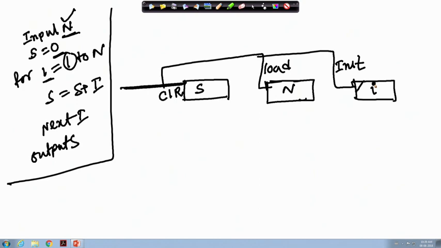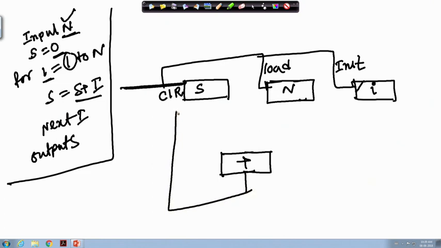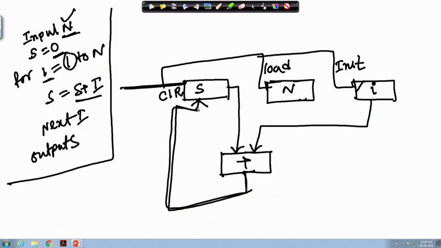Okay. So, next what I have to do is S plus I. That means I need one adder circuit, and the output of that is again connected to S. So, S is connected to the adder, and the adder output is connected back to S. That means in one cycle the previous S comes here, is added with I, and then goes back to the sum register.